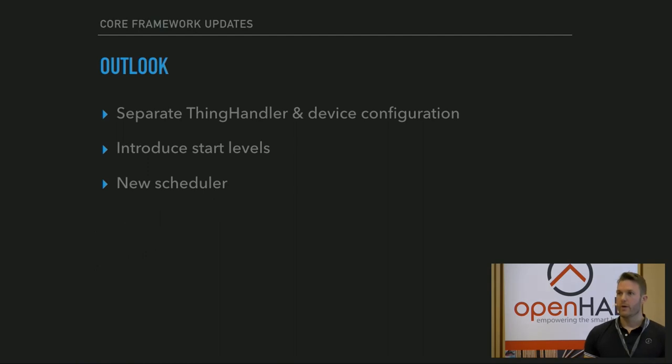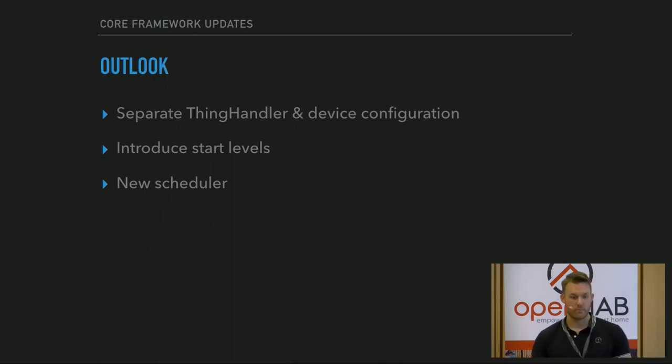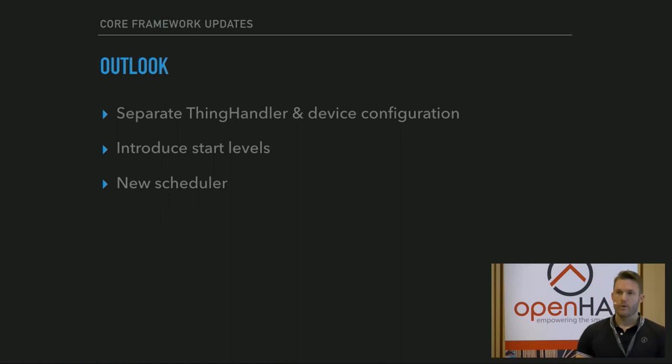Last slide, to give you an outlook: we are working on a separation of the thing handler and the device configuration. There's a huge discussion spreading across a few issues on the GitHub tracker, but the first thing will be to have a config description for the thing handler and one config description for the device itself, which we need for a few bindings actually. Then we want to introduce start levels, which can be configured by the solution. So you should define which start level is available for the OSGi services, which is startup. So you will have a static way and know when your rules will start to fire and stuff like that. That's a long and ongoing problem in the framework right now.